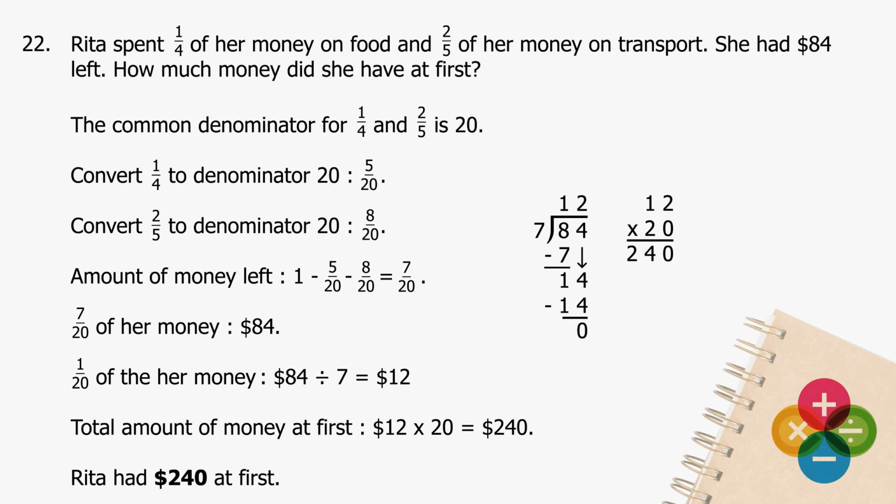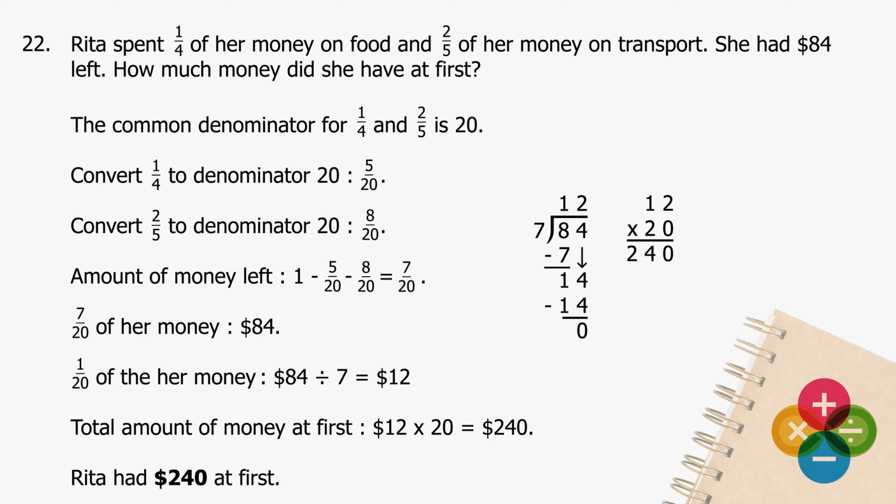The common denominator for 1/4 and 2/5 is 20. Convert 1/4 to denominator 20 will be 5 over 20. Convert 2/5 to denominator 20 will be 8 over 20. The amount of money left will be, subtract 5 over 20 and then 8 over 20 from 1, and the difference is 7 over 20.